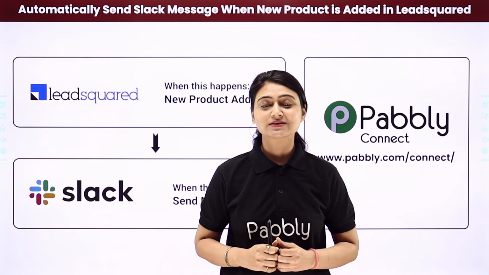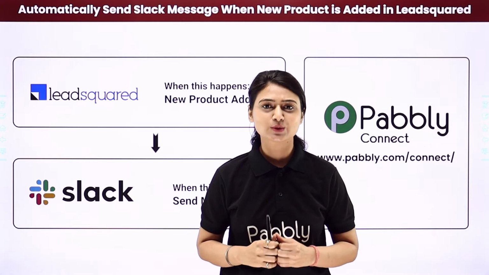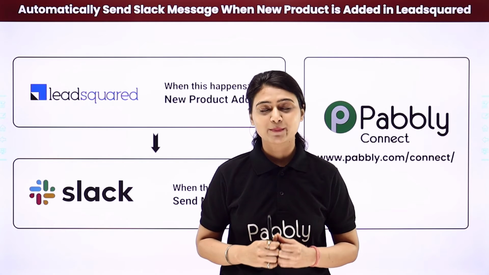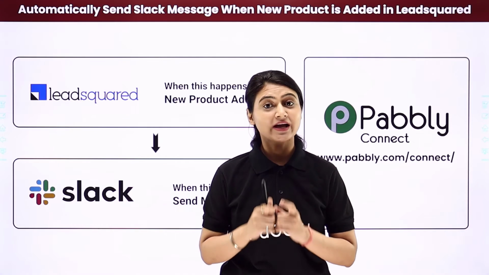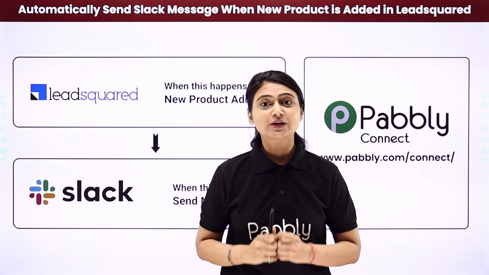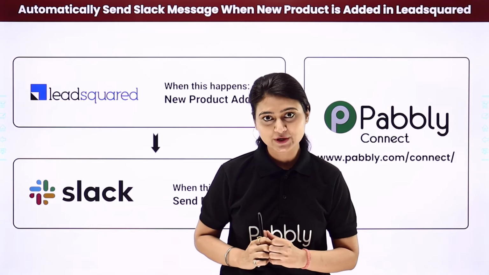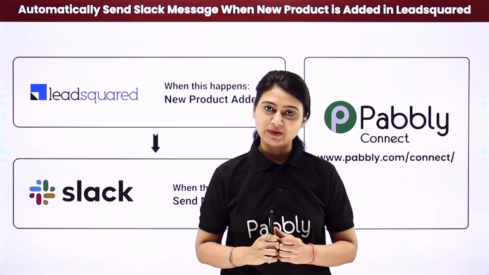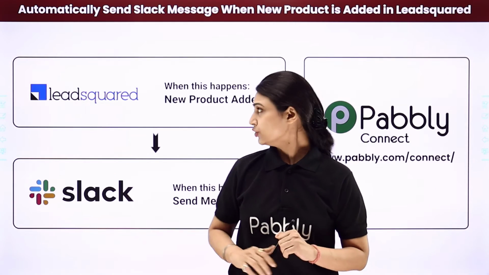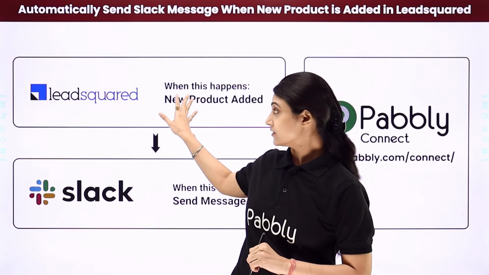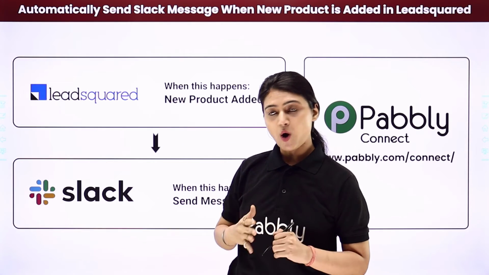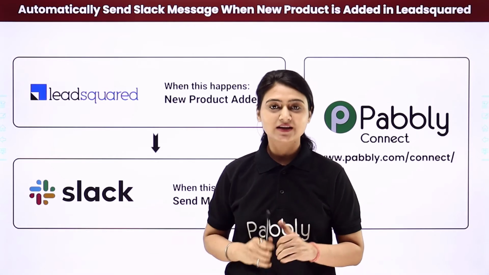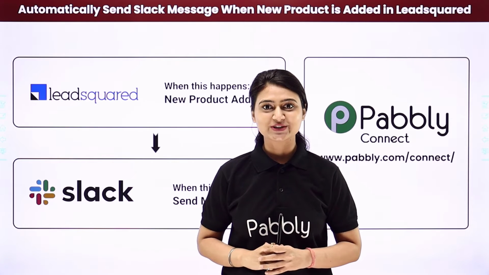And the best part is this entire automation process is so simple that it can even be done by a person of non-technical knowledge. Another best part is that you can do this same entire automation process with different applications. For example, you can use WooCommerce instead of LeadSquared or WhatsApp in place of Slack. Now come to my screen to see how we do it.